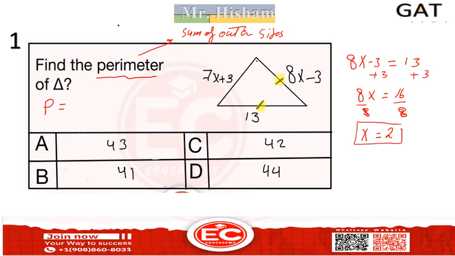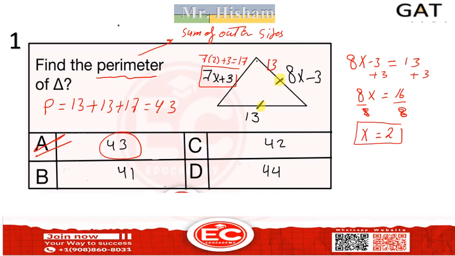So let's go back. This side is 13. This side is 13 also. But this side is 7 multiplied by 2 plus 3, which is equal to 17. So the perimeter is 13 plus 13 plus 17, which is equal to 43. So the right answer is A.